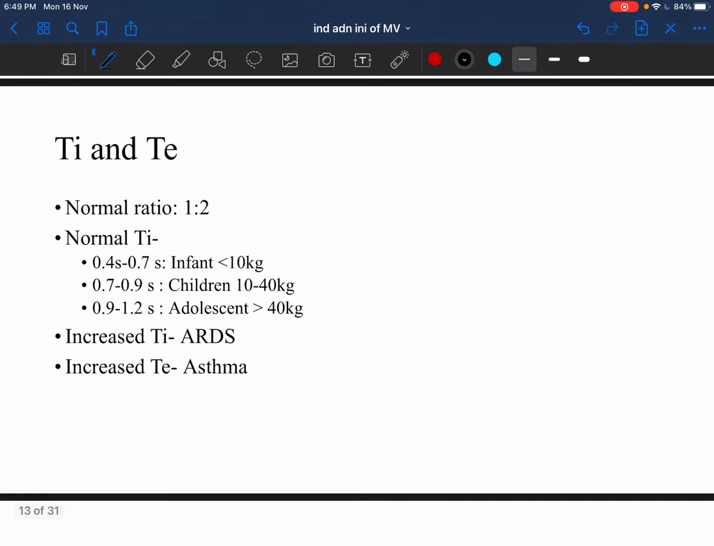So, Ti and Te, inspiratory time and your expiratory time. Normal ratio is 1:2. We discussed why expiratory time is more. The normal inspiratory time that you set is dependent upon the age of the child and the weight of the child. 0.4 to 0.7 seconds in infants, 0.7 to 0.9 seconds in children, and 0.9 to 1.2 seconds in adolescents. Try to maintain a ratio of 1:2 to 1:3. You might need to increase your inspiratory time in your ARDS if you want better oxygenation.